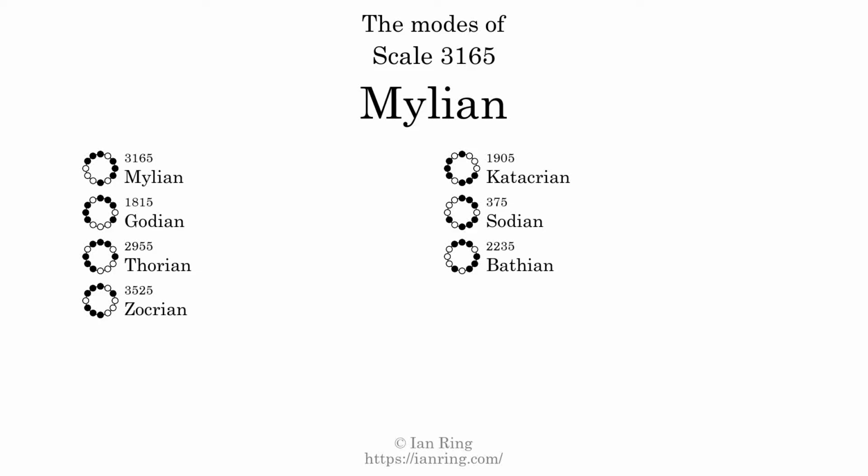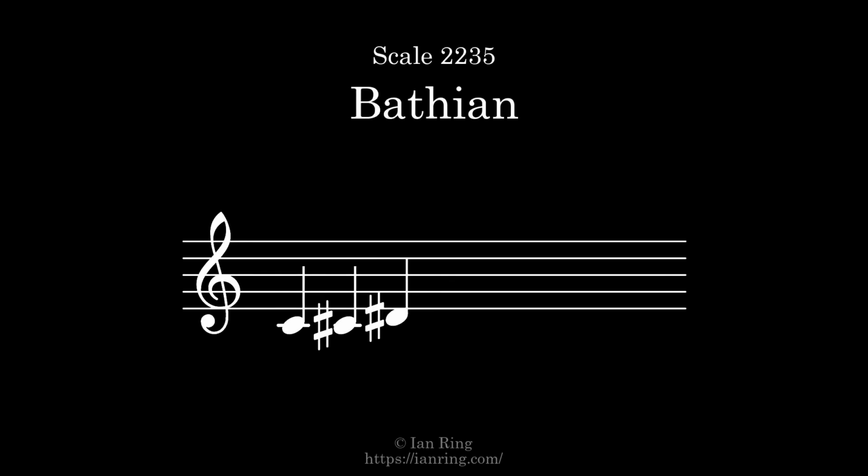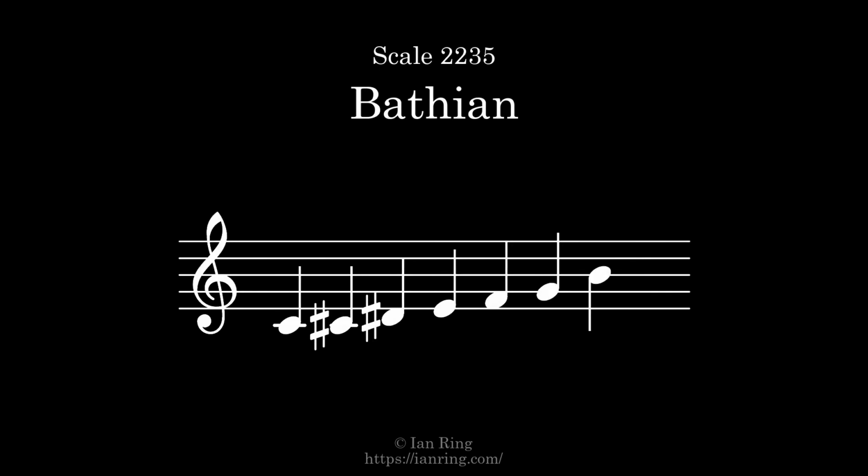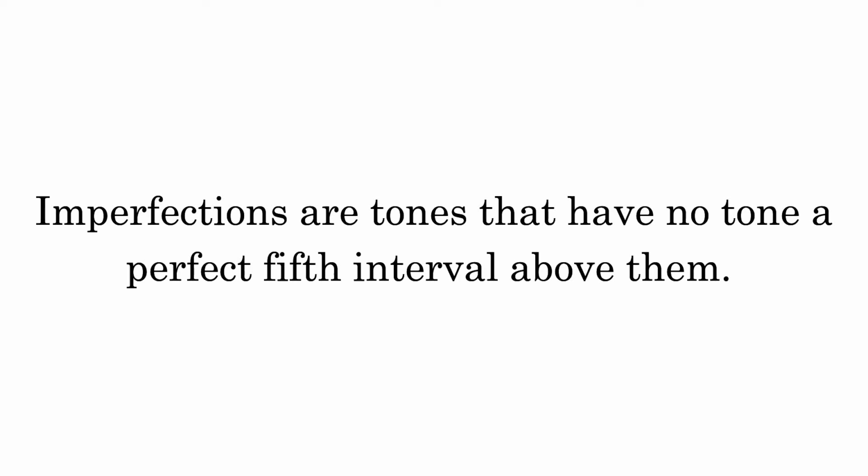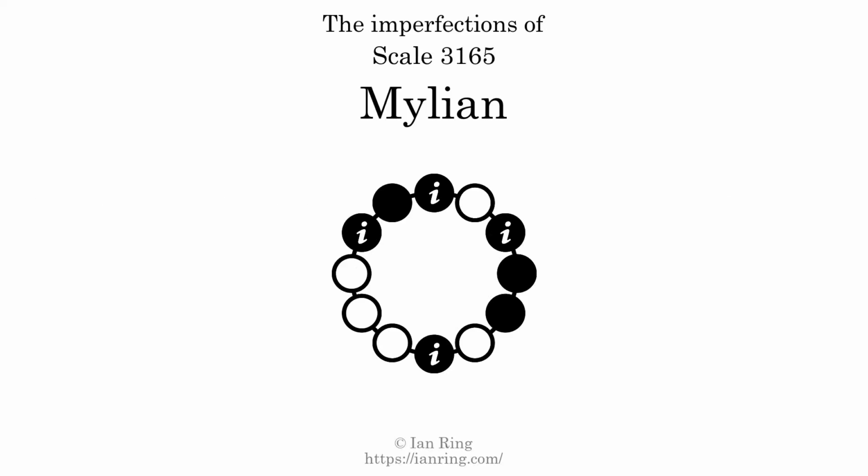The seventh and last mode is scale 2235, also known as Bathian. It sounds like this. Imperfections are tones that have no tone a perfect fifth interval above them. This scale has 4 imperfections. They are at positions here, here, here, and here.